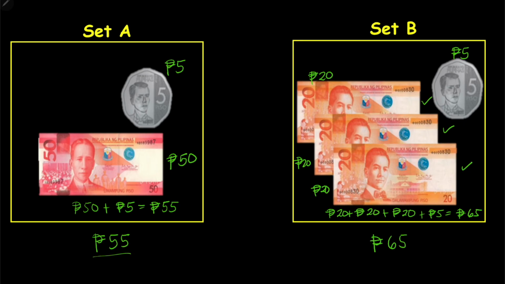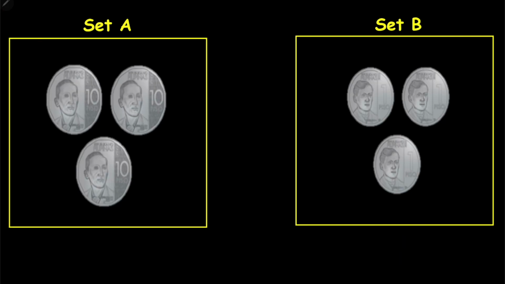Which one is bigger? 55 pesos or 65 pesos? We can say that 65 pesos is bigger. So, we can say that 55 pesos is less than 65 pesos. Last example. I have here set A with three 10 peso coins.